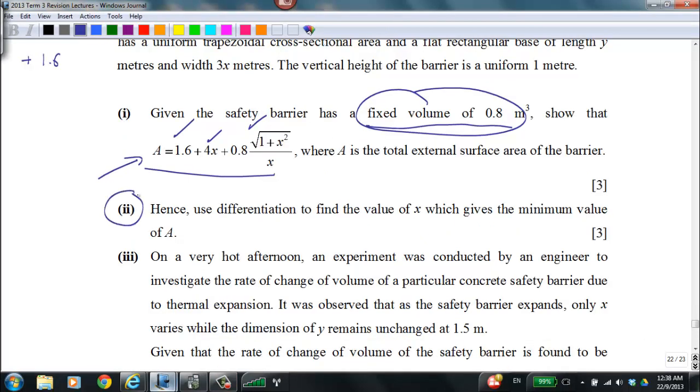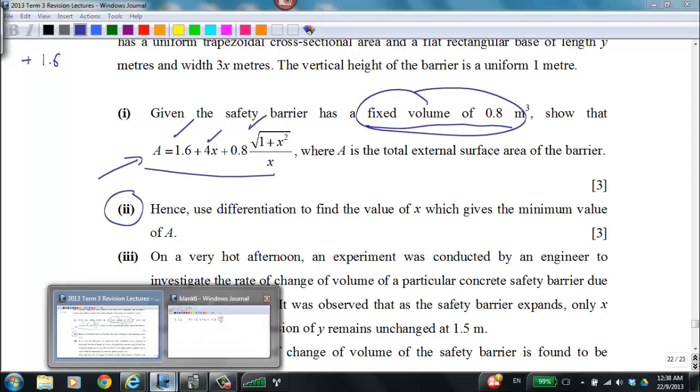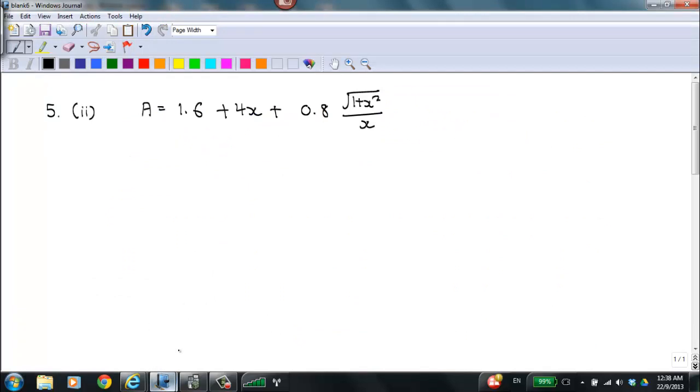Okay, for the next part of the question, part 2, we are supposed to use differentiation to find the value of x which will give the minimum value of A. Now, using the equation that we have just now, we will find dA/dx, set it to be equal to 0, and from there, we'll be able to find the value that will give us the minimum value of A. So this is the equation, so dA/dx is equal to 1.6, a constant, so 0, 4x is like this, 0.8, I will keep it outside.